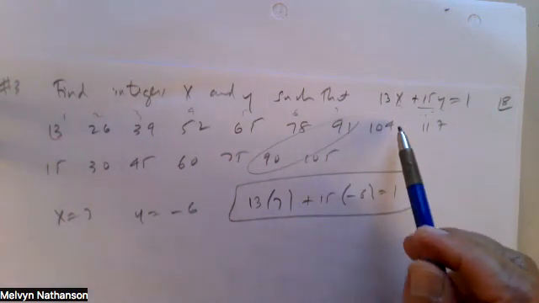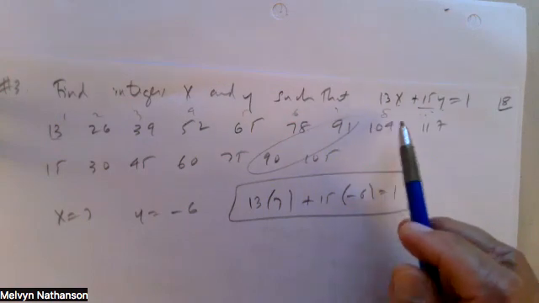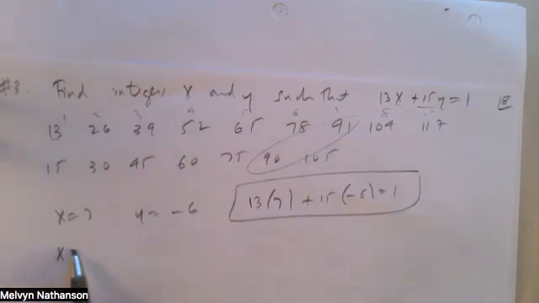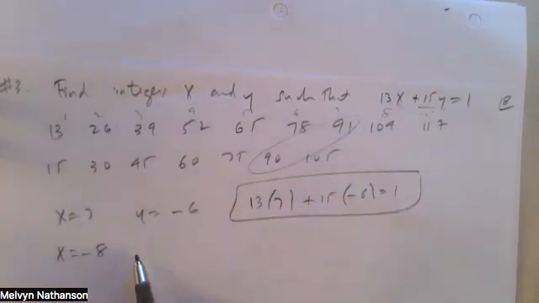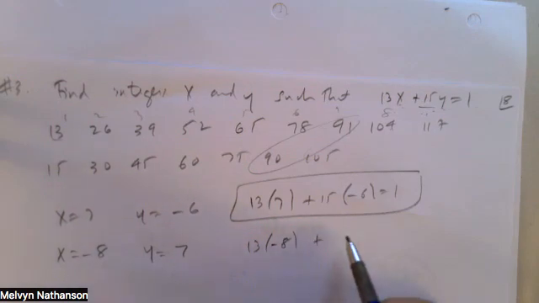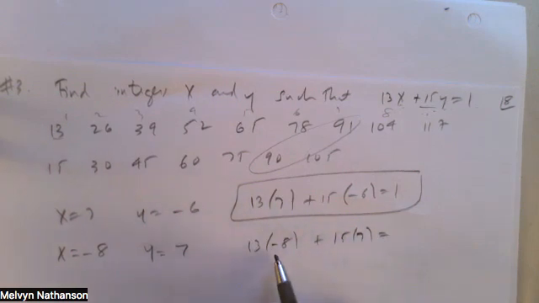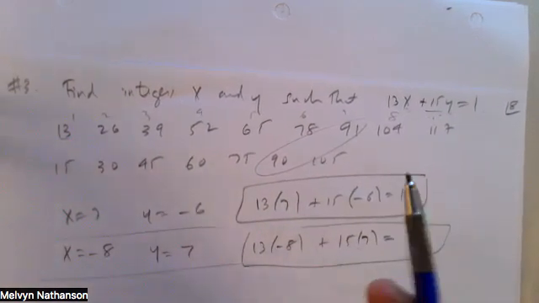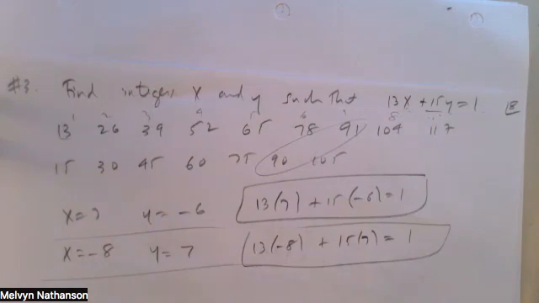It also looks like this is a solution. If I take x equal to -8 and y equal to 7, 13 times -8 plus 15 times 7, this is -104 plus 105. This is also equal to 1. So I just found 2 solutions of this, which is interesting.